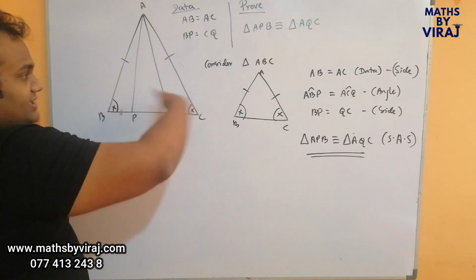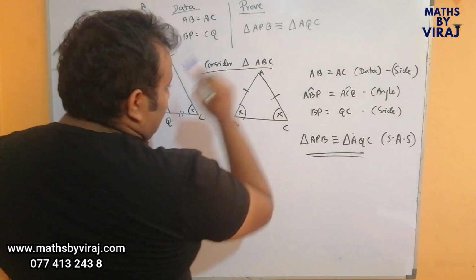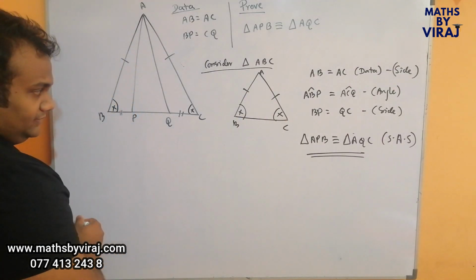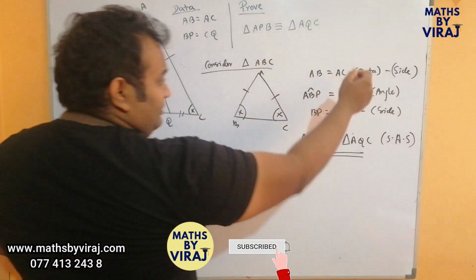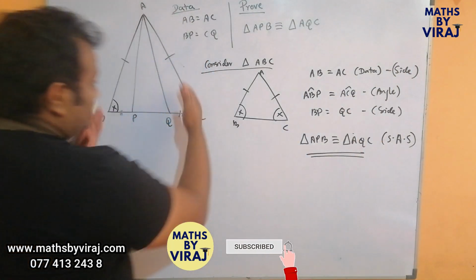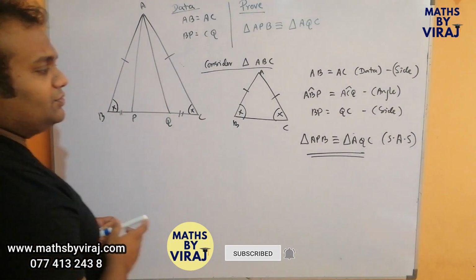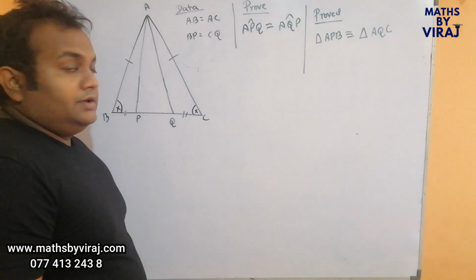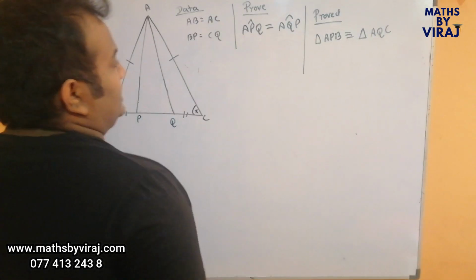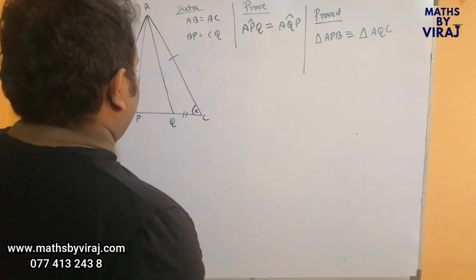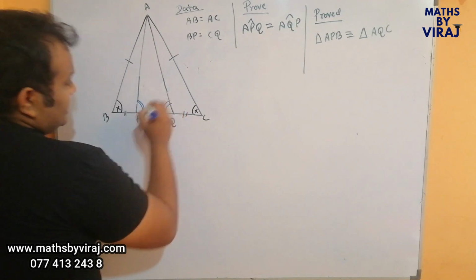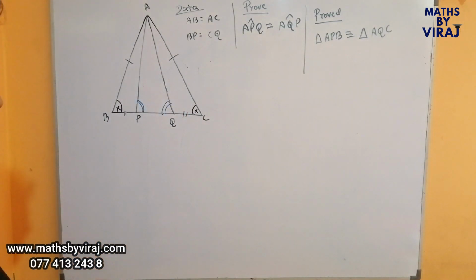AC. So I took the larger triangle, considered the larger triangle ABC, and proved that these two angles are equal. Therefore, came to a conclusion, if the side and the side of both these triangles are equal, then those two triangles are congruent. Children, here we have to prove that angle APQ is equal to angle AQP, right? That is, we have to prove that these two angles are equal in value.